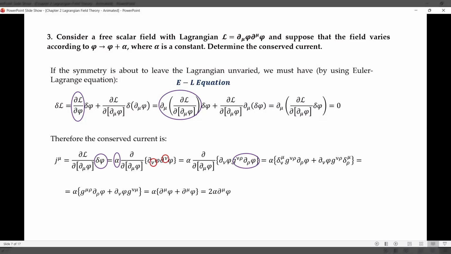Now putting everything together, the conserved current associated with the symmetry is J super nu equal to alpha partial super nu of phi. This is the Noether current for a free scalar field under constant shift. It's a simple but elegant example of how symmetry leads directly to conservation laws in field theory. Pause the video here if you want to copy the full derivation.